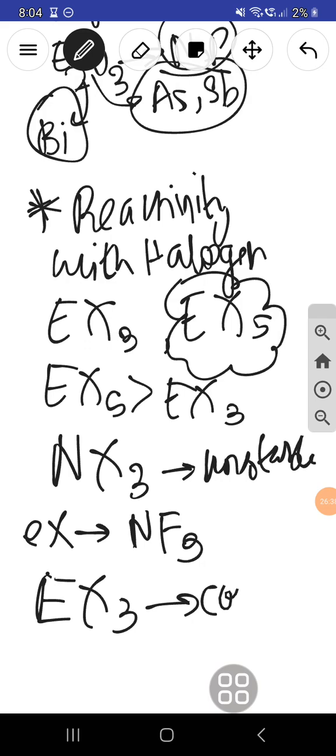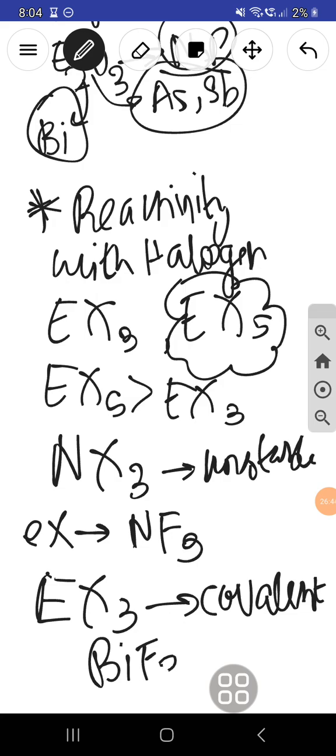They are covalent except which form? Except BiF3. All of them are covalent.